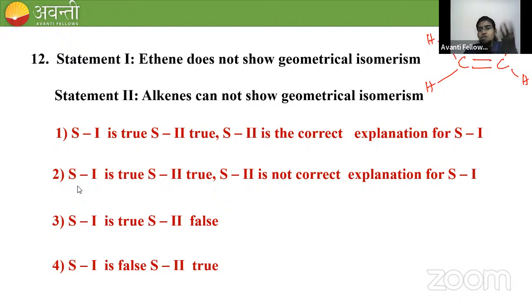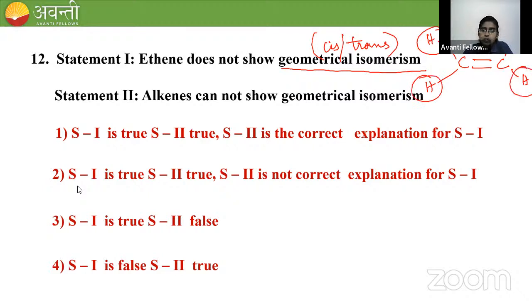For a compound to show geometrical isomerism, which is otherwise called cis-trans isomerism, the hydrogens of both the alkene carbons should be substituted with some other groups. Two of the groups should be different. Then only a compound can show geometrical isomerism. But in ethene, you can see all the groups are the same, which is hydrogen. So ethene cannot show geometrical isomerism. Statement 1 is true. But you see statement 2. Alkenes cannot show geometrical isomerism. Is that right? No, that statement is wrong.